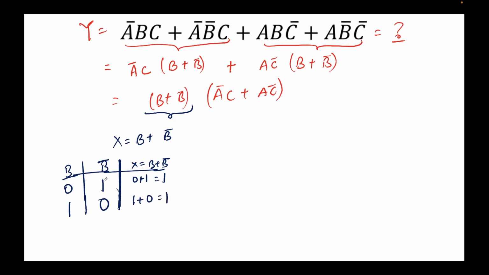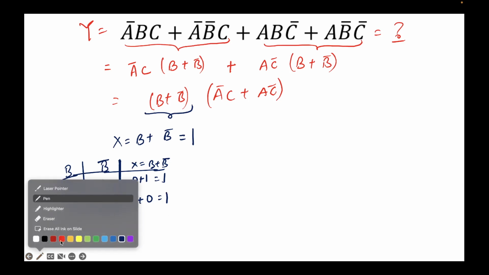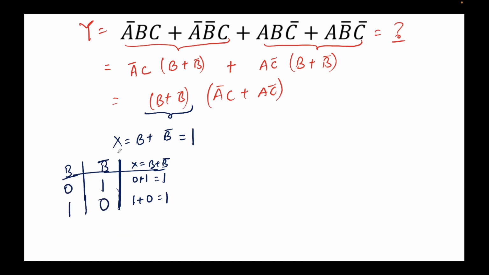Now, this is an interesting case. Note that B can only have two values, 0 or 1. Whatever the value of B, the output x is always 1. So this is always true. X is equal to 1 irrespective of the input. So I can write x equals B plus B bar equals 1. It's independent of the input. It's always true. Hence, if I come back to my original expression, what I have obtained is B plus B bar equals 1.